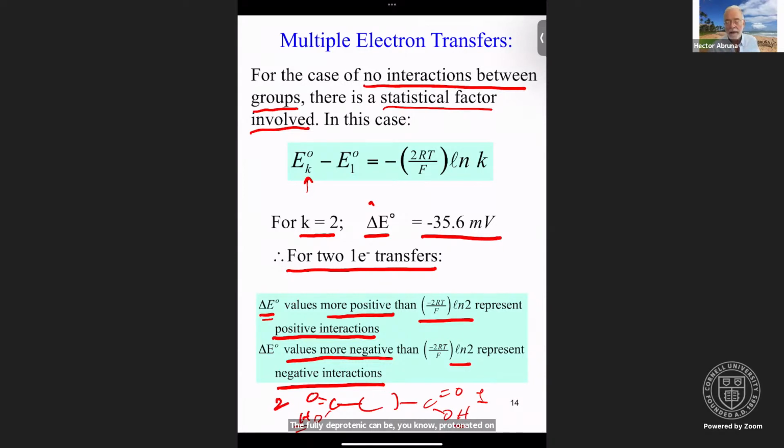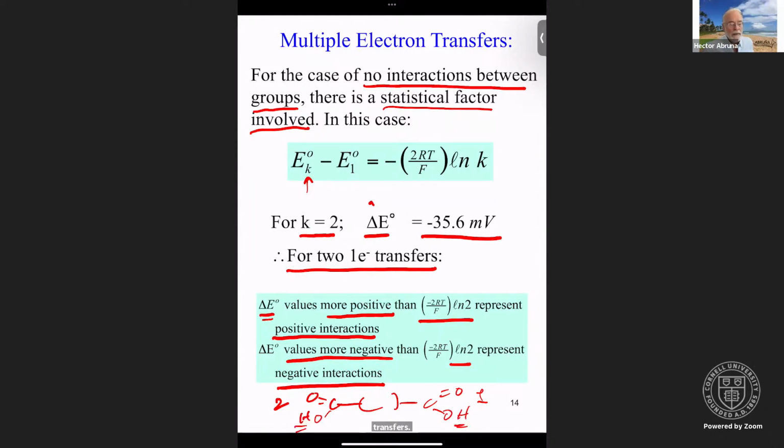Intermediate cases, you don't have that choice, because if you're going from singly ionized to doubly ionized, then you have less of a statistical factor. And that's what this basically statistical mechanics applies to: multi or polyprotic acids as well as multiple electron transfers.